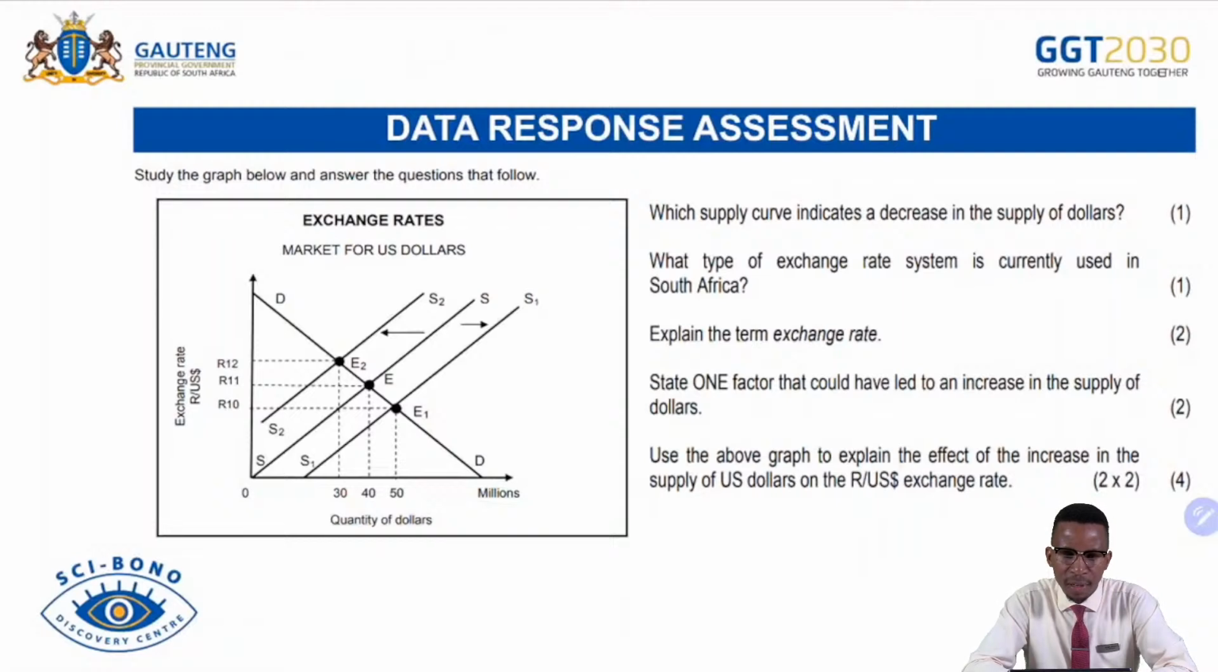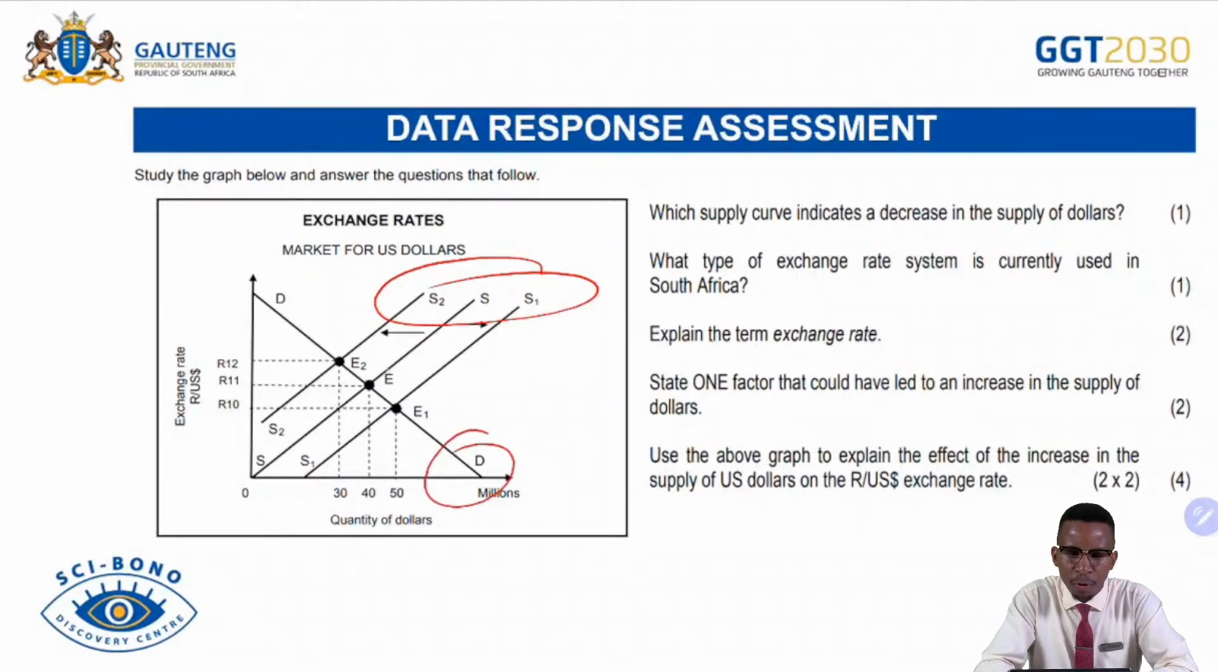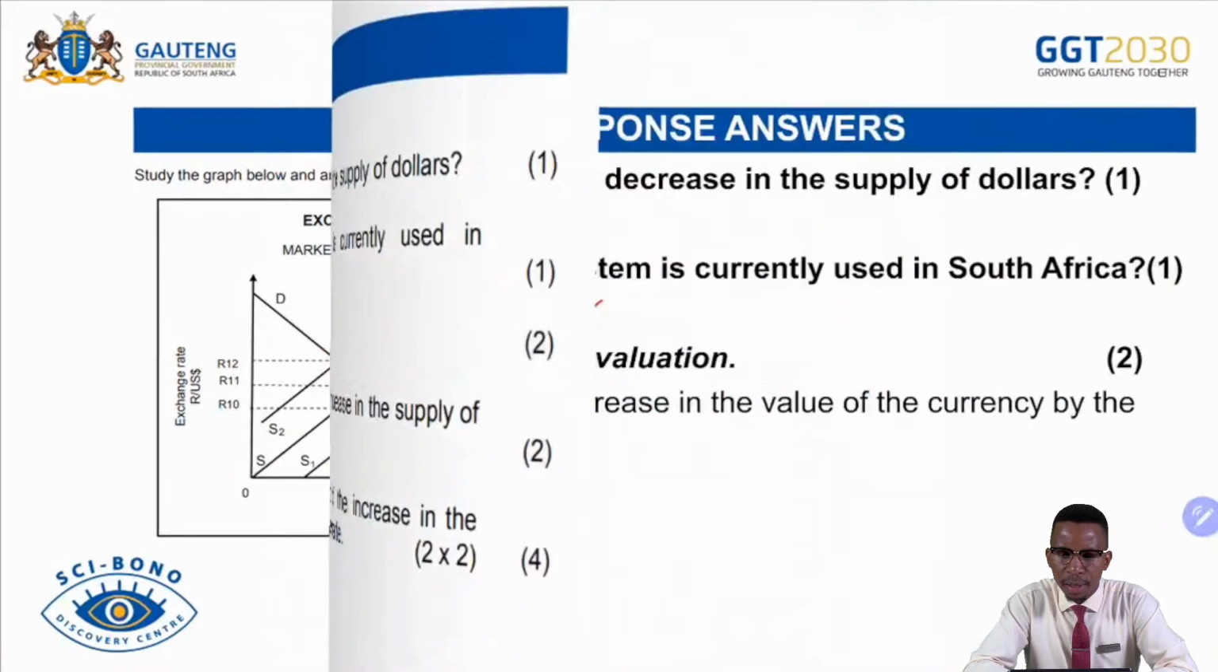Again, we are given the graph that indicates the change in supply from S to S1, S2, with the demand remaining unchanged. You can see we have the original equilibrium E1 and E2, and the value of the rand there is 10 rand, 11 rand, and 12 rand. So the quantity was 30, 40, and 50. Let's look at the questions.